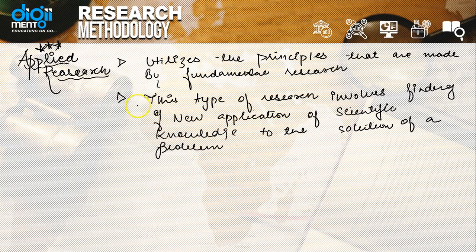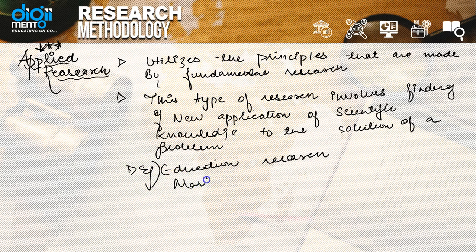we solve the practical problems of the modern world rather than take the knowledge only. So we solve the practical problems in life. Like in the fundamental research, we are only taking the knowledge, we are not applying it into practical life. But in the applied research, the name suggests it, we apply our research in the practical world. So the example of the applied research is educational research, or the next example is marketing research.